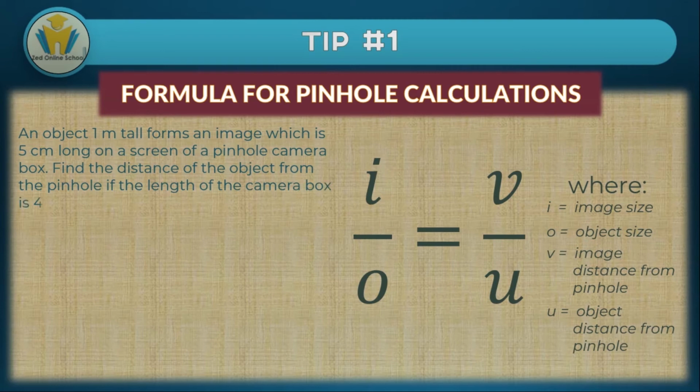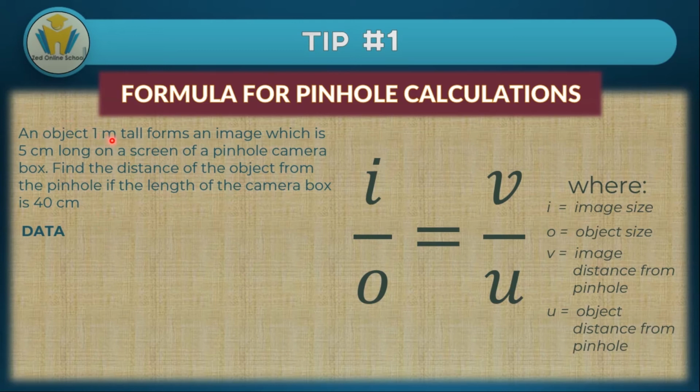Now we're asked to find the distance of the object from the pinhole if the length of the camera box is 40 centimeters. Immediately you see this sentence here telling you that we're finding the distance of the object from the pinhole. You must know that we're making U the subject of the formula. But before we get into all those calculations, it's very essential that we get our data. If you don't know which one to make the subject of the formula, this is one of the ways that you can be able to realize which one is missing.